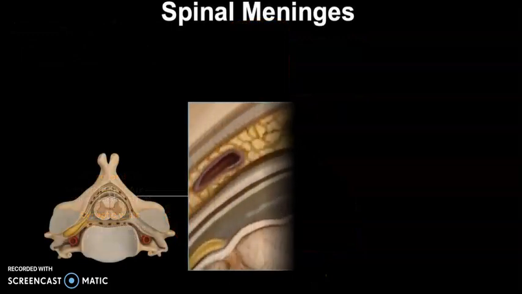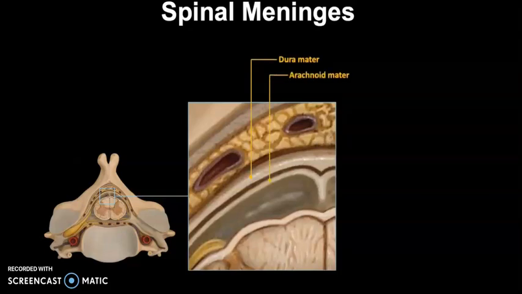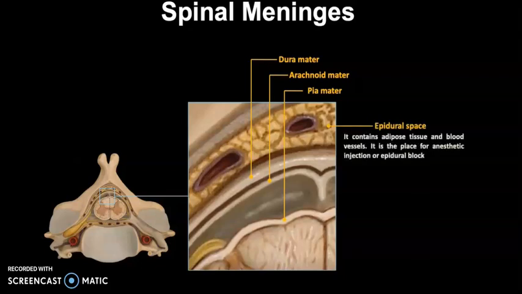Spinal meninges, as we know, we have three different meninges: dura mater, pia mater, and arachnoid mater. Remember, arachnoid mater is the membrane that is in the middle, in between the dura mater and the pia mater. Now, the space that we have on top of the dura mater is going to be called the epidural space.